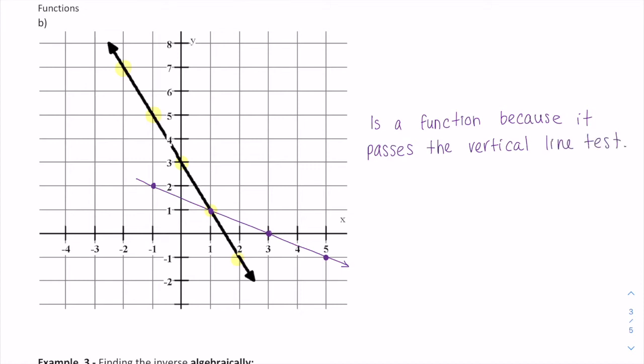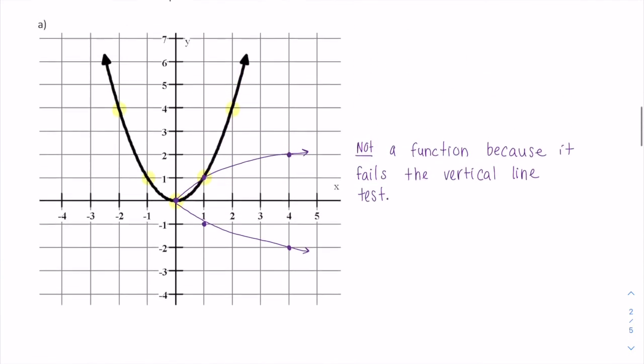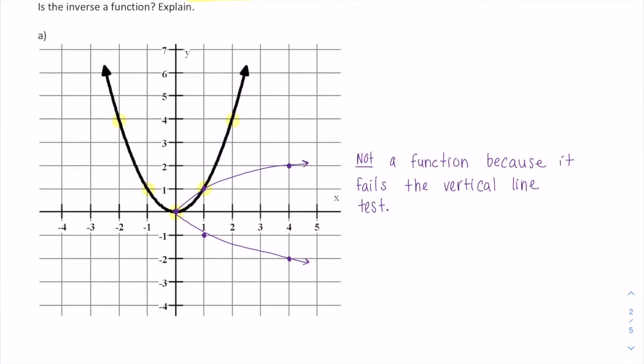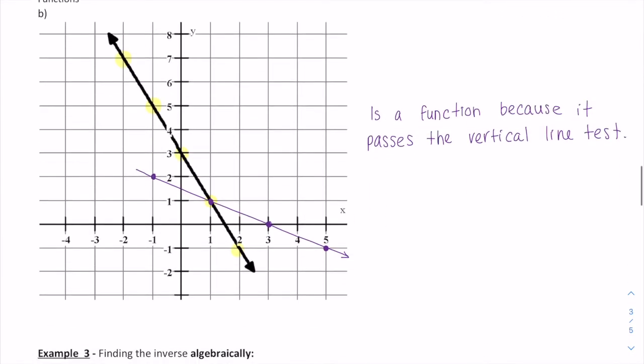Now let's make a bit of a conclusion here. In this case, my inverse is a function. In my last case, my inverse is not a function. So unfortunately, there is not necessarily a connection there. It can be, sometimes it's not. So it is important to determine using the strategies that we talked about in our first lesson to find out if it is a function or not.